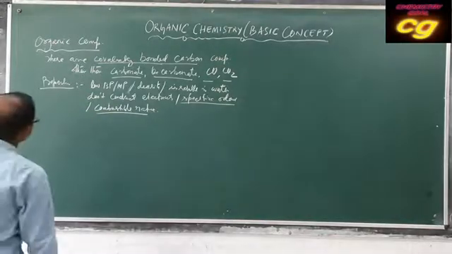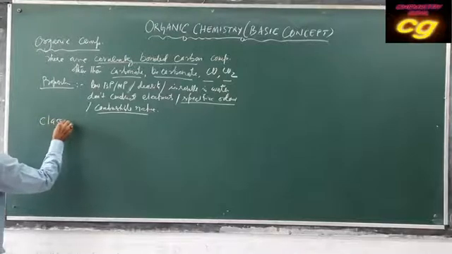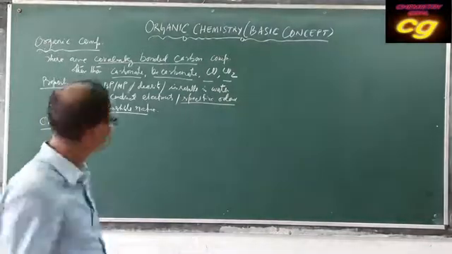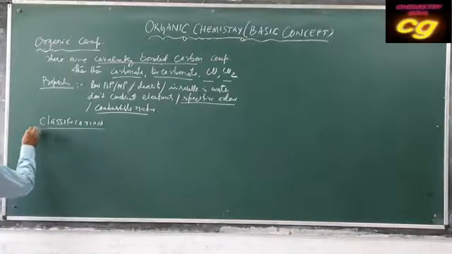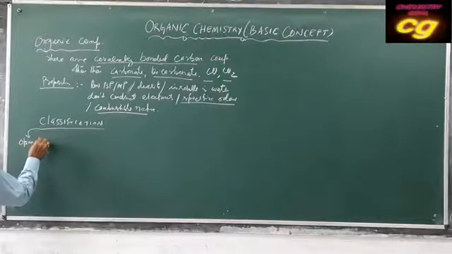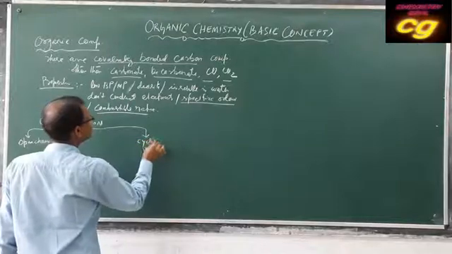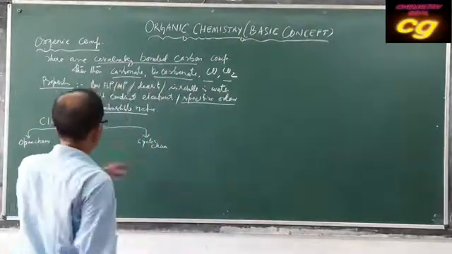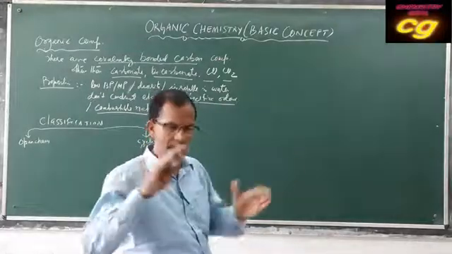Then what is the classification of organic compounds? If you see the classification, organic compounds are mainly classified first on the basis of the nature of the carbon chain. It may be an open chain compound or a cyclic chain. Open chain means both ends are open. Cyclic chain means both ends are closed, with no free end; the starting carbon and end carbon are closed again.